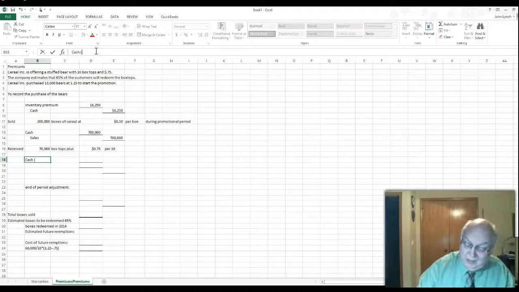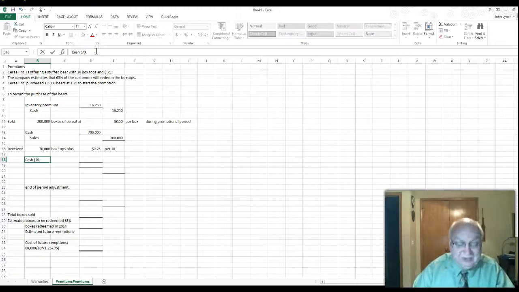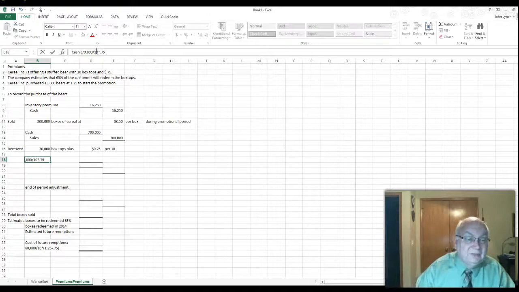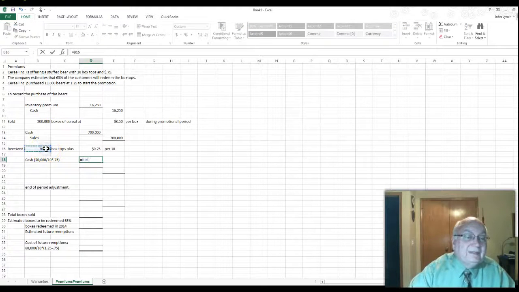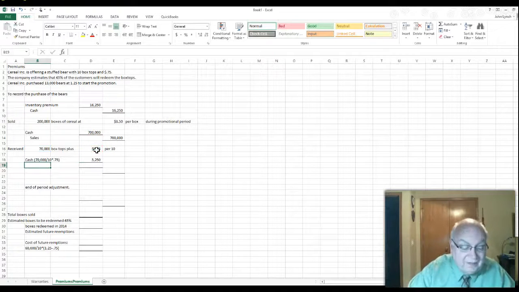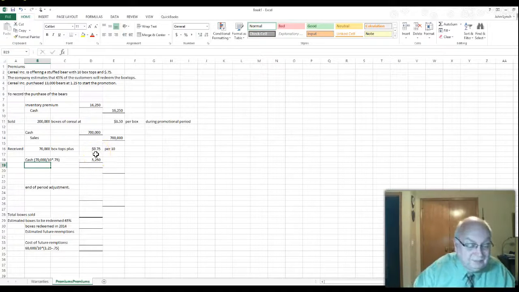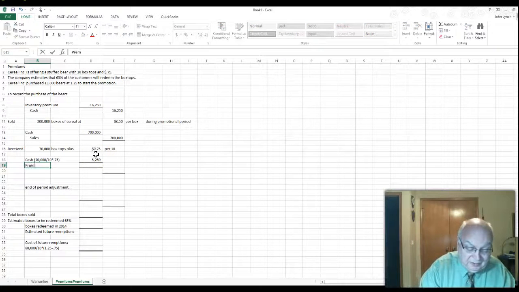We'd have the 70,000 box tops that we received divided by 10, times 75 cents. That's what we would have here. So equal the 70,000 divided by 10, because it takes 10 box tops, times the 75 cents. So we receive $5,250.